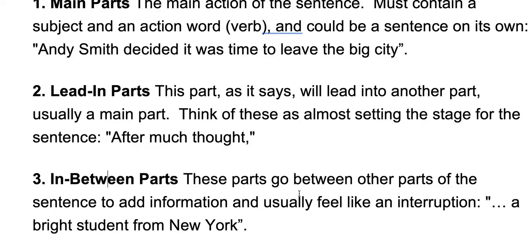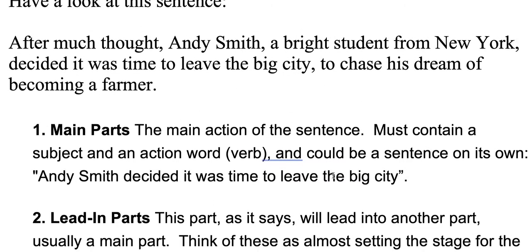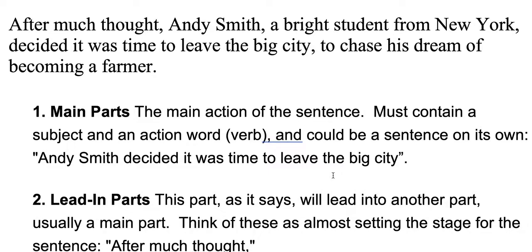There's also what's called an in-between part. These parts go between the other parts of a sentence and they add information. They usually feel like a bit of an interruption. In this case, it's "a bright student from New York" in the example. It goes in between other parts. So here, feel this interruption. Andy Smith, a bright student from New York, decided it was time to leave the big city. It's kind of an interruption.